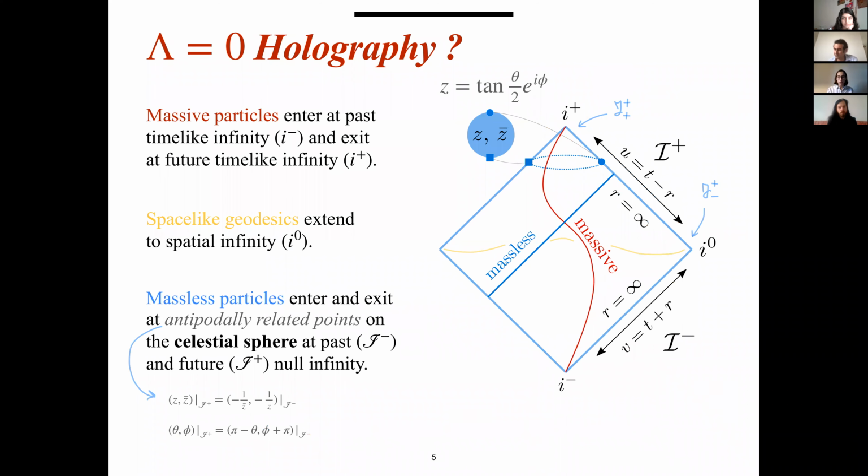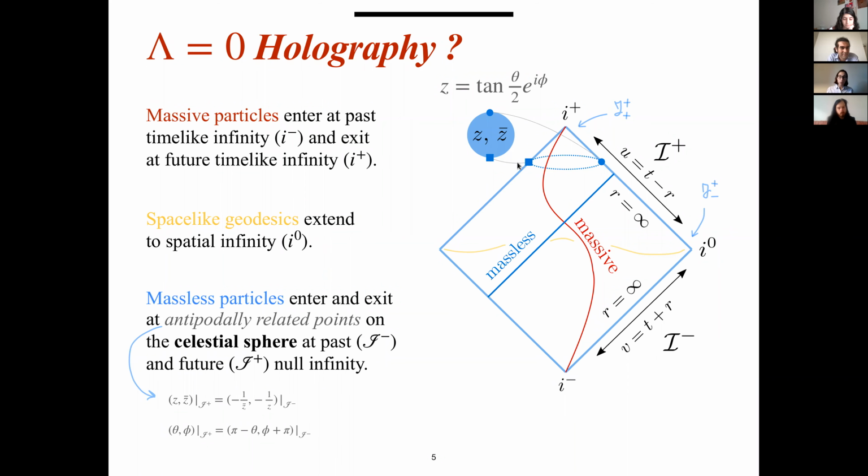So first, let me talk a bit about causal motion. So massive particles start out at past time-like infinity and go to future time-like infinity. Spatial geodesics end at spatial infinity. And then we have massless particles which enter the spacetime at past null infinity and exit it at future null infinity. And they do so by entering and exiting at points on a celestial sphere that are antipodally related. So in this full diamond that I've shown here, I've resolved the two-sphere, where now every point on the left and the right, so a pair of points, denotes this two-dimensional sphere.